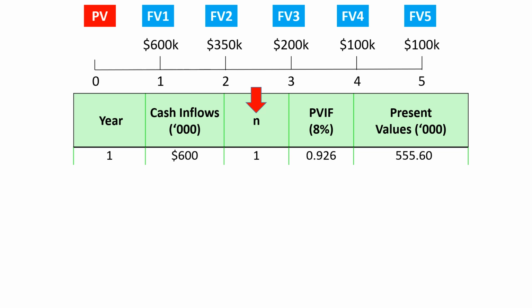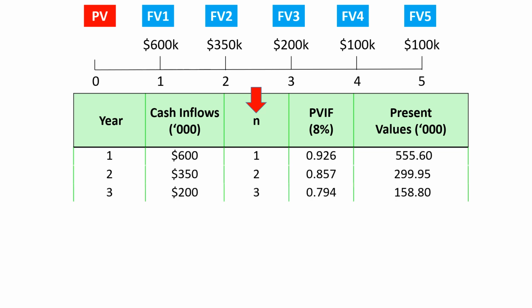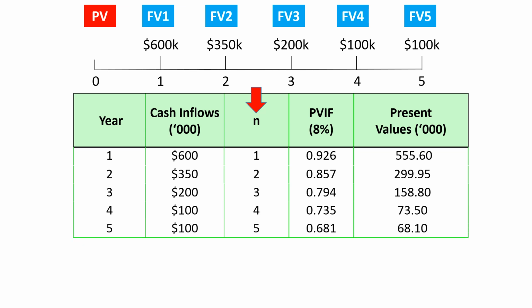Whereas for K, 8% will be used, be consistent for all the 5 cash inflows. K goes to 8 consistently for all of them. The present value is basically your cash inflow times your PVIF. So you do the same for the rest. For the second year, third year, fourth year, fifth year. Take note of N.